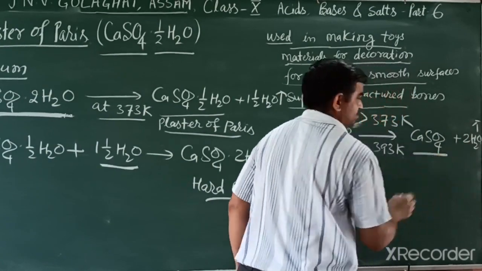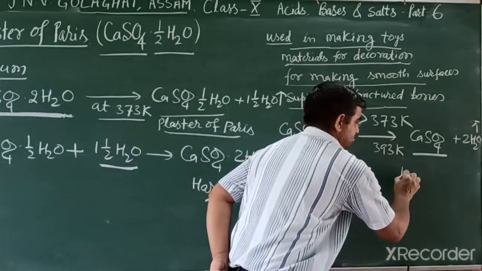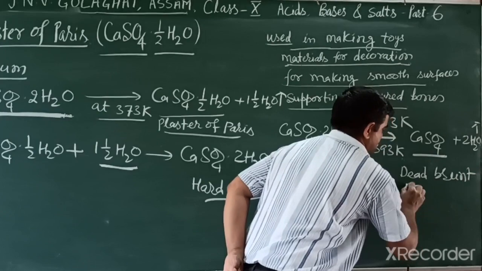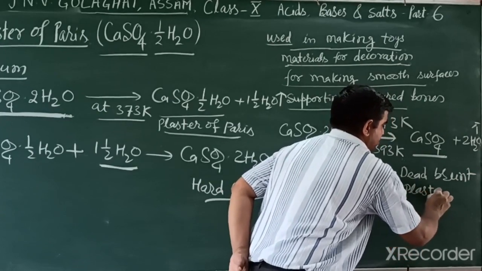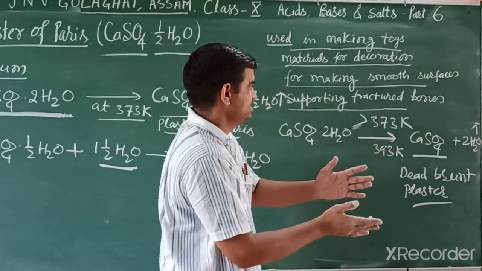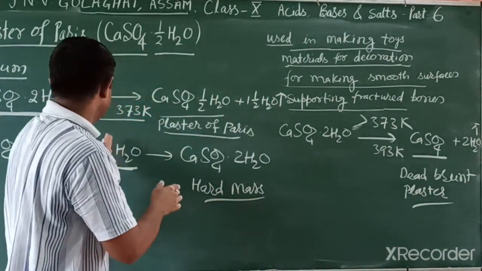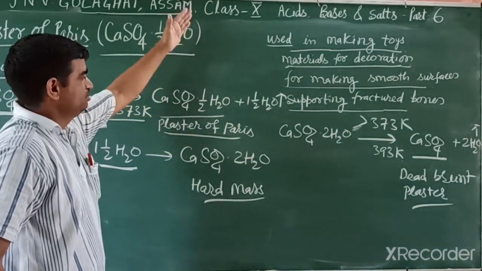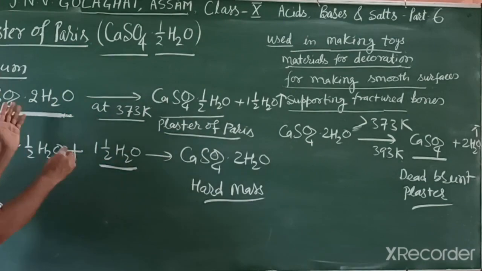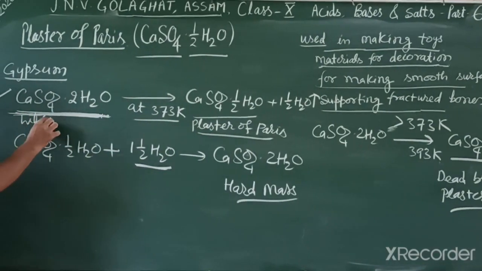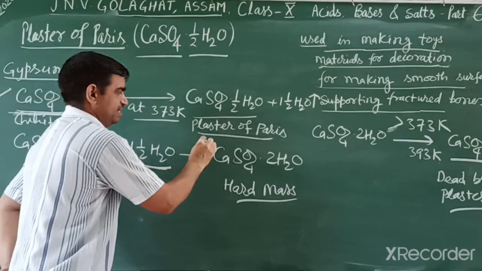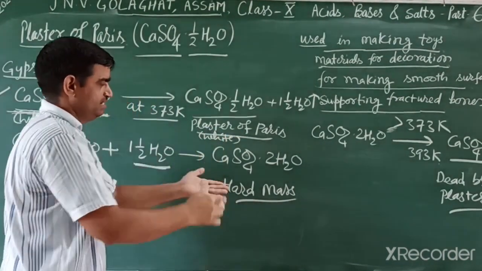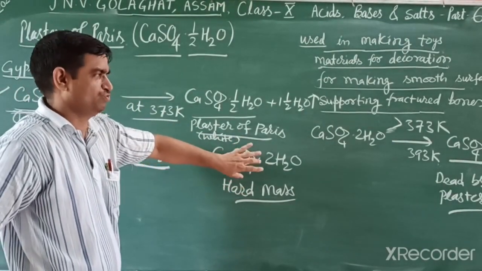So this is known as dead burnt plaster. Dead burnt plaster has no setting property. It does not set like plaster of Paris. Only the half hydrate, or hemihydrate, sets and is used for making statues. This is a white, colorless salt, and plaster of Paris is also a colorless white salt. When you mix it in water, it turns into a white solid hard mass.